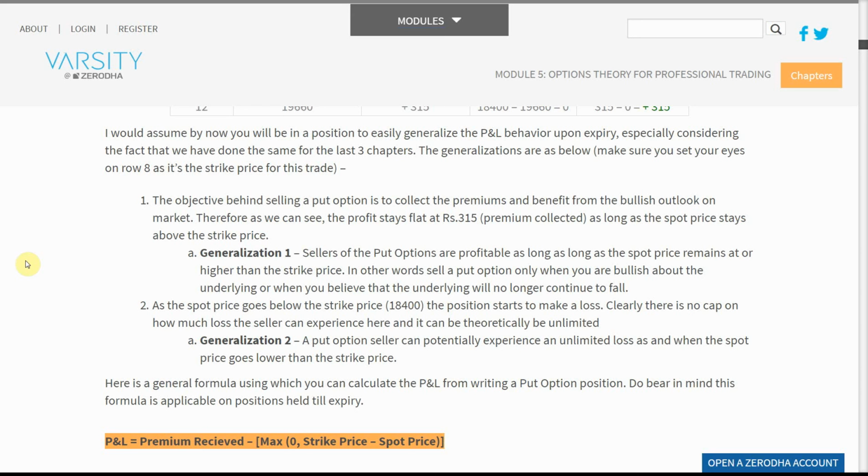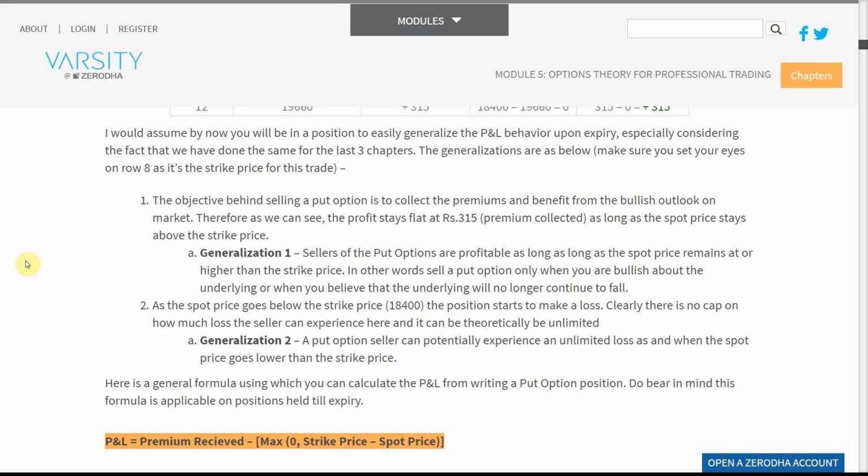Here is a general formula using which you can calculate the P&L from writing a put option position. Do bear in mind this formula is applicable on positions held till expiry. P&L equals premium received, plus max of 0, strike price minus spot price. Let us pick 2 random values and evaluate if the formula works.